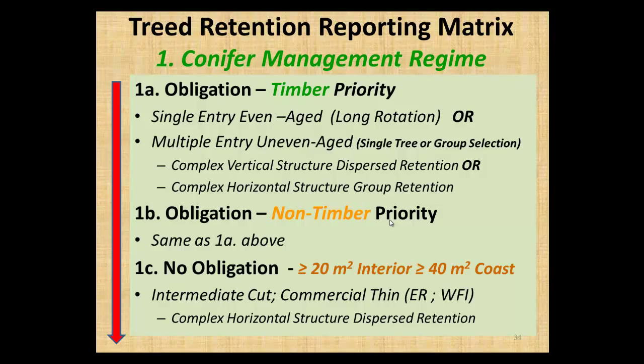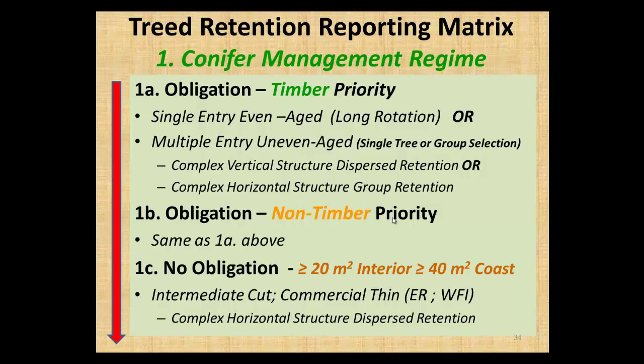Now, typically, we're dealing with just a complex horizontal structure here, and it's dispersed retention normally. Now, commercial thin will be very uniform, dispersed retention. Intermediate cut can be more grouped and clumped and stuff like that, but ultimately it ends up with around above these thresholds that are suggested above. So here's an attempt to categorize this conifer management regime.